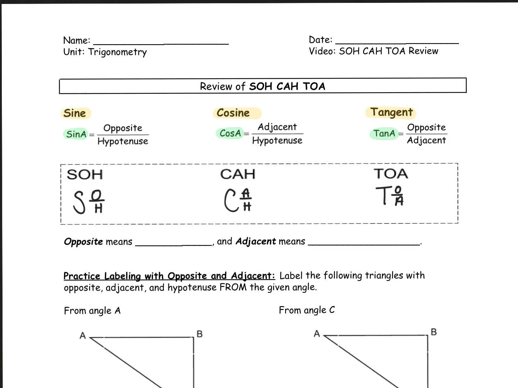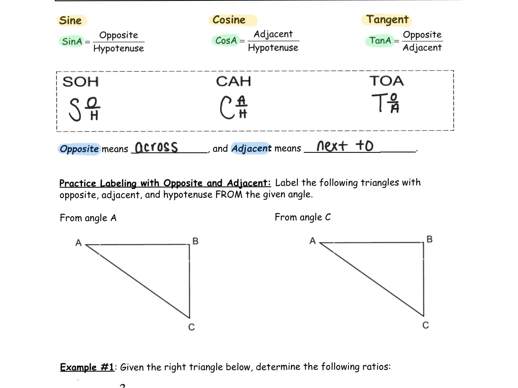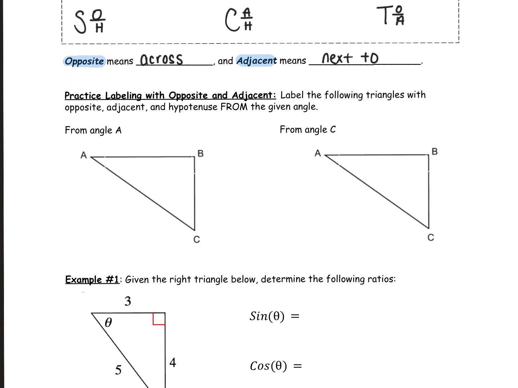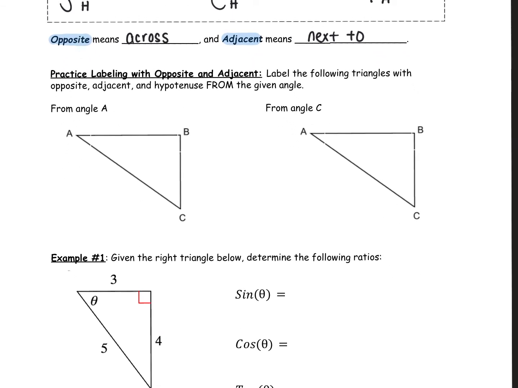A couple of vocabulary words that would be helpful to know: when you see the word opposite, that means you want to think across from. And the word adjacent means next to. We'll talk about what the hypotenuse means in a second. Before we can do a problem, let's first practice labeling triangles with opposite, adjacent, and hypotenuse.